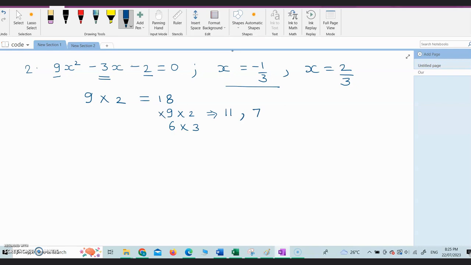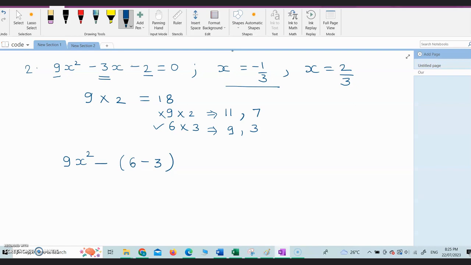Now we have 6 and 3. If we add 6 and 3, we will get 9. But if we subtract 6 and 3, we will get 3. So this will work, the subtraction of 6 and 3. Now we will just put the values here in the equation. So it will be 9x square minus, now instead of writing 3, I will write 6 minus 3, because we cannot change the equation. 6 minus 3 is still 3. So we are splitting the middle term like this.